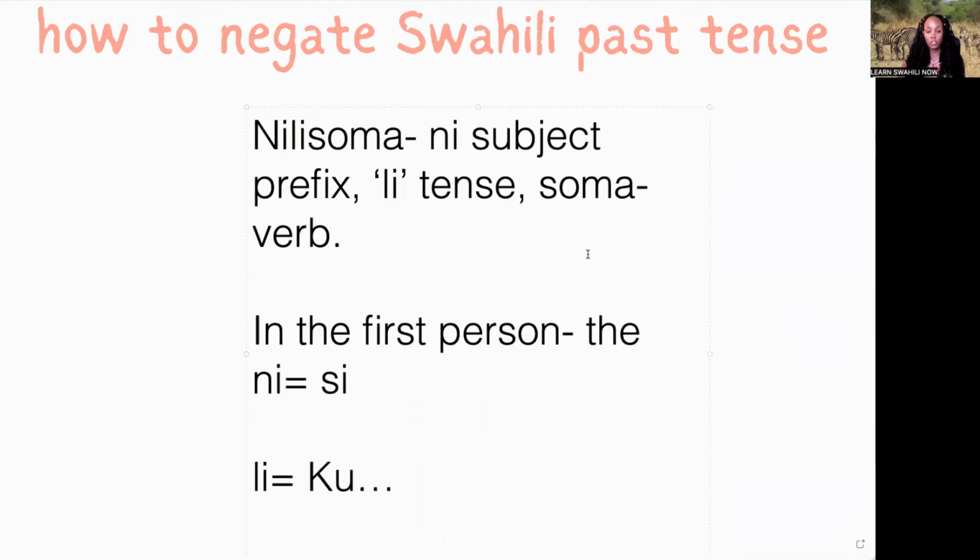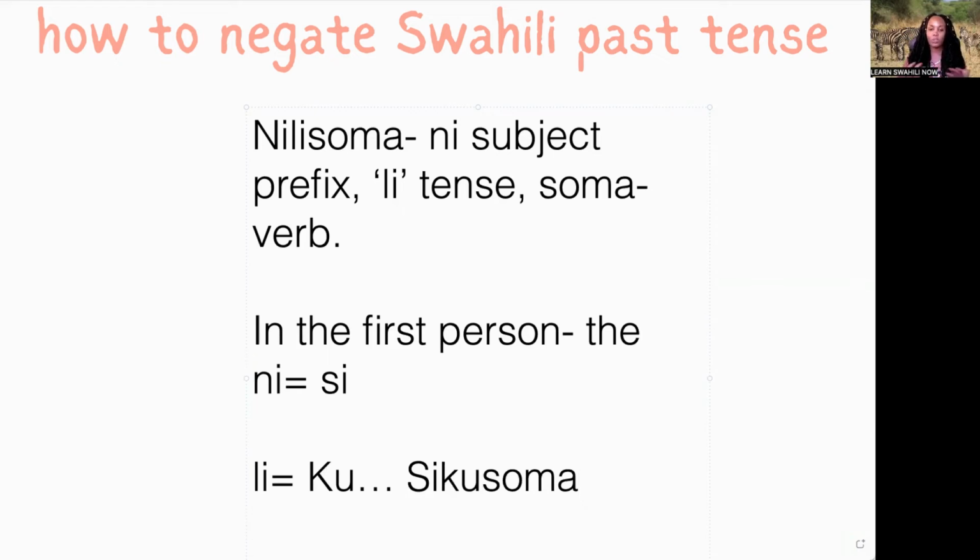Okay, so this is a general rule that you can apply to all the verbs that you come across in the past tense, talking about the first person. The subject prefix is going to change from ni to si, okay? And the tense li is going to be a ku. So li becomes ku and ni becomes si. So using that rule, if we wanted to say I did not read, we'll take that ni and turn it into a si, and then we'll take that li and turn it into a ku, and then we have Sikukisoma.